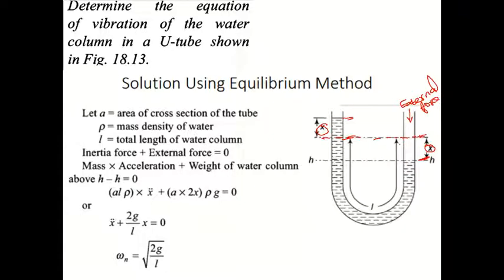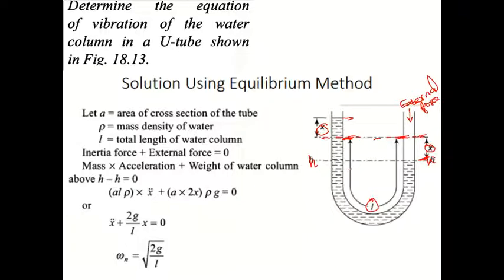Now the total length of the water in the column is L, and the water level is at a height of h. This is the head value. These are the given data.